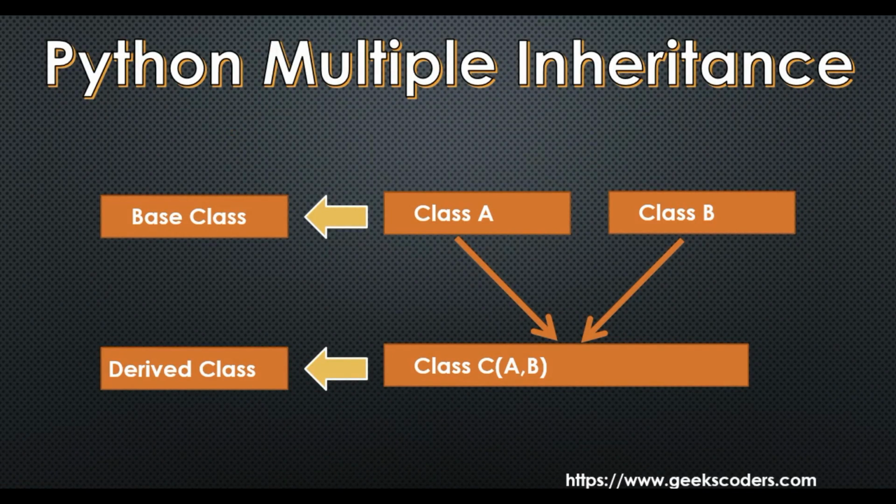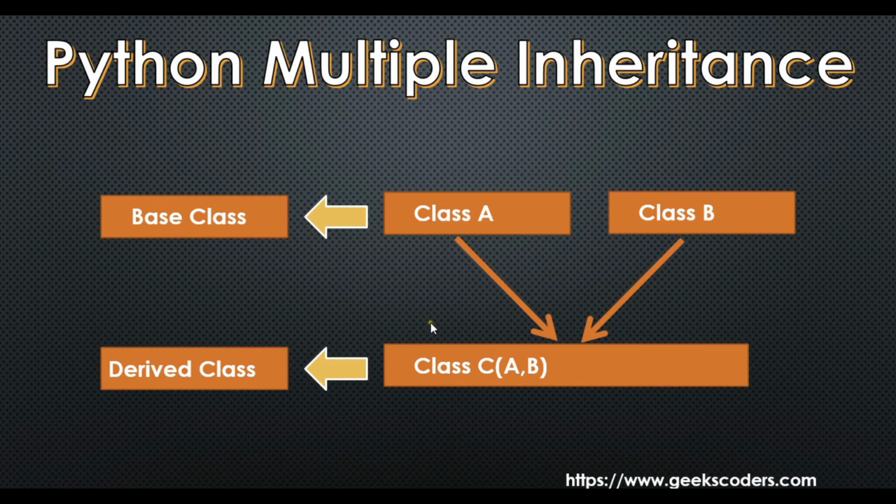In this video, we're going to talk about Python multiple inheritance. If a class extends from more than one class, that's called multiple inheritance. In this example, you can see that I have class A and class B. These two are my base classes. I have another class called class C. This class C extends from class A and also class B, and this class is our derived class.